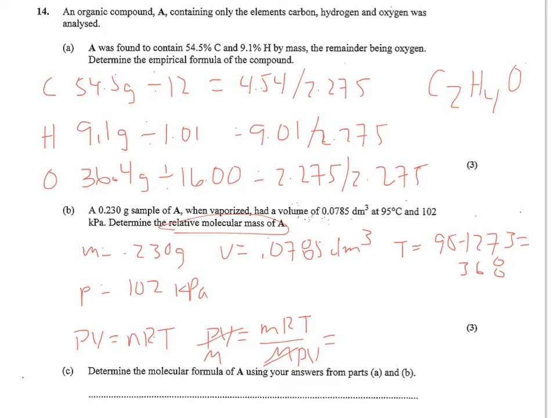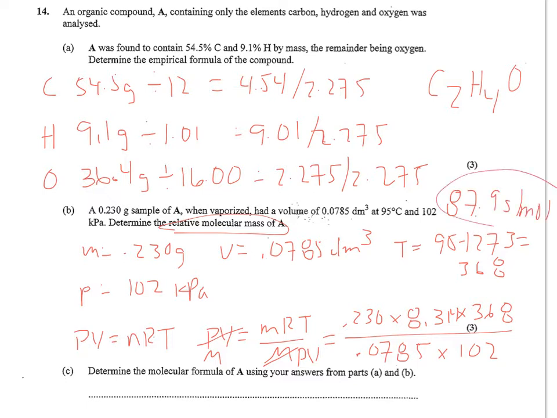And when I plug and chug with that, I have 0.230. My R value is 8.31 since I'm using the metric values. It's the one also given in your data booklet. My Kelvin temperature is 368. My volume is in liters, which I need it to be, 0.0785. And my pressure is 102 kilopascals. And solving for that, I come up with a relative molecular mass of 87.9. I actually used 8.314, so my answer might be a little different, but it's around 87.9 grams per mole.